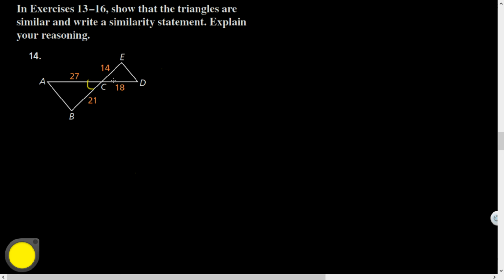All right, so we got vertical angles jumping out at us. Vertical angle theorem. So it looks like I'm aiming for side angle side similarity. And so I should compare, right, small to small. I guess I'll do 14 over 21 instead of 21 over 14. It doesn't matter. And then I'll do 18 to 27. And let's test to see if these sides are proportional.